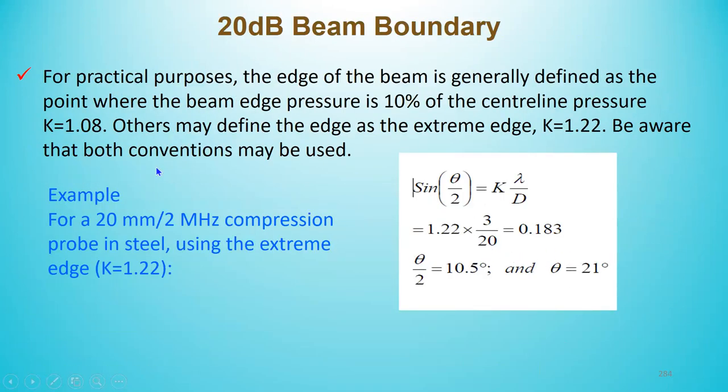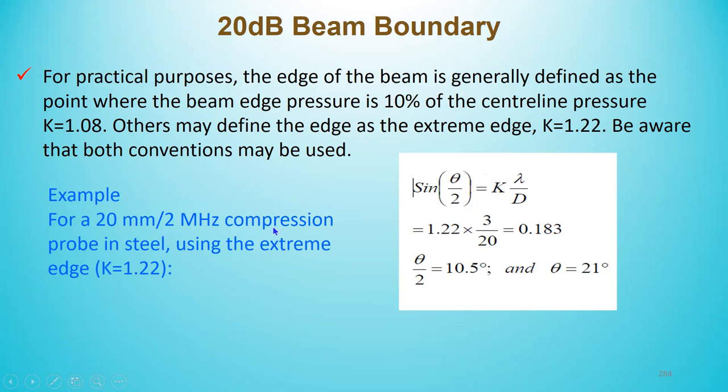In practical purposes, the edge of the beam is generally defined as the point where the beam pressure is 10% of the center line pressure, K 1.08. Others may define the edge as the extreme edge, K 1.22. Be aware that both conventions may be used.